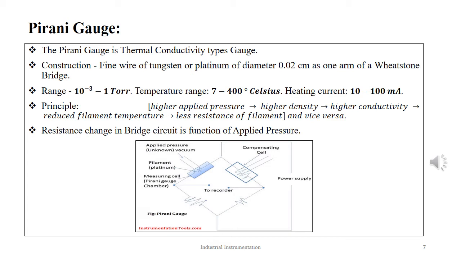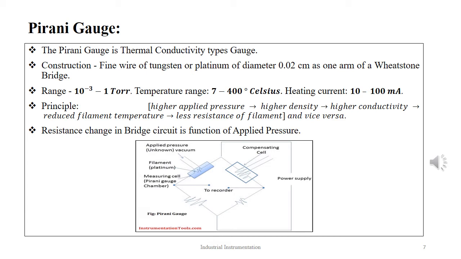A Pirani gauge normally comprises a platinum or tungsten wire and a compensating cell to minimize variations due to changes in ambient temperature, and it is configured as a Wheatstone bridge circuit. Through the Wheatstone bridge circuit, a constant current is made to pass, resulting in the heating up of the platinum gauge filament. The filament resistance gets altered and the temperature increases due to the heating.